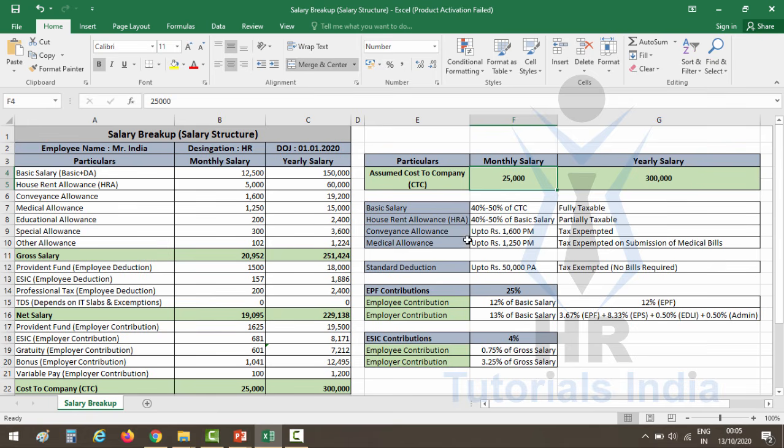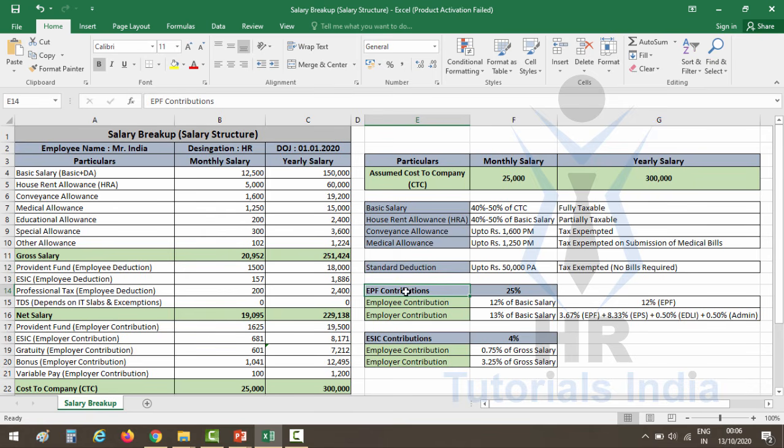I have already explained about the basic salary, HRA, convenience allowance, medical allowances. Earlier we used to have all these medical allowances, education allowances as tax exemptions. But in the financial year 2019, we have a tax exemption called standard deduction. So the standard deduction of 50,000 rupees per annum is completely exempted without submission of any bills. So the medical allowances and the convenience allowances have been replaced by standard deduction.